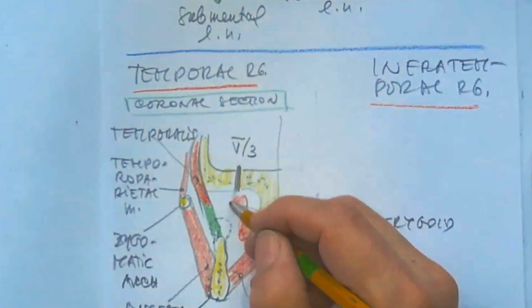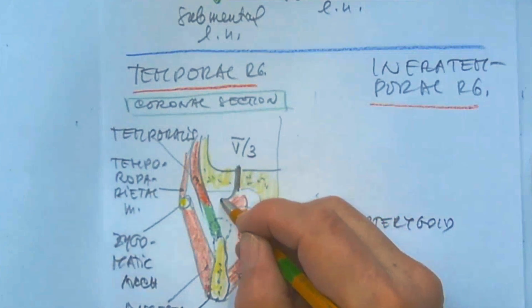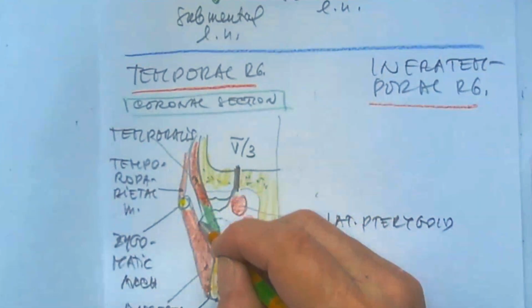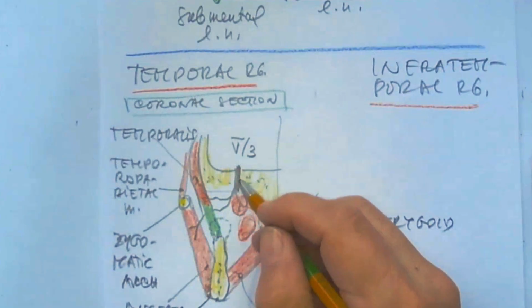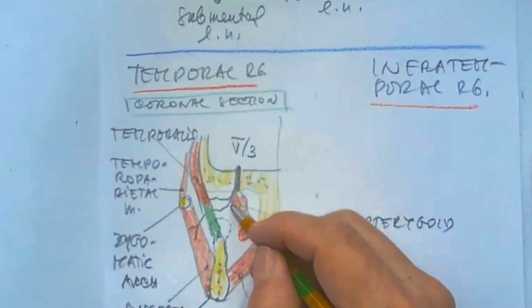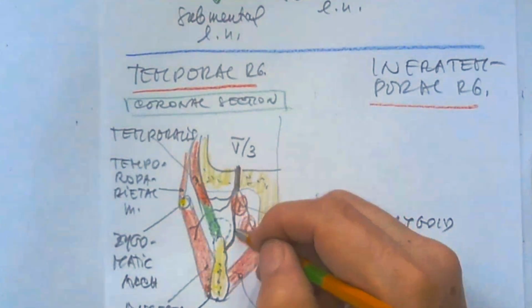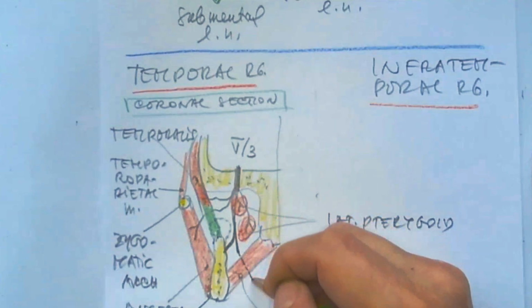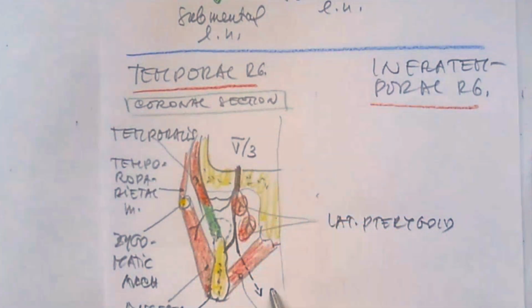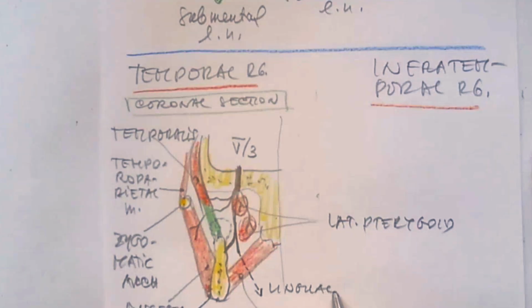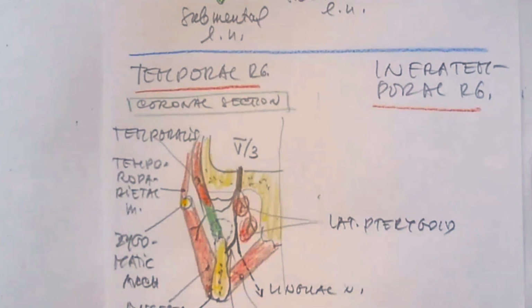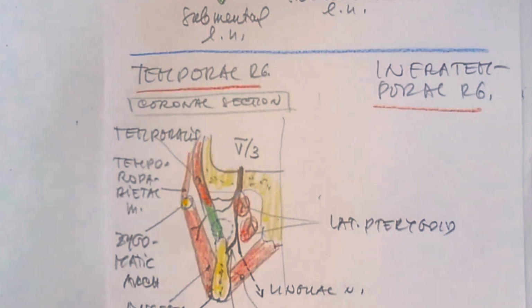The mandibular nerve, dividing here into the nerves supplying all these muscles in the area. Also descending to the mandible as the inferior alveolar. And what do you think? Also drawing one more, which runs medially towards the tongue. This is the lingual nerve, definitely. This one is the inferior alveolar.